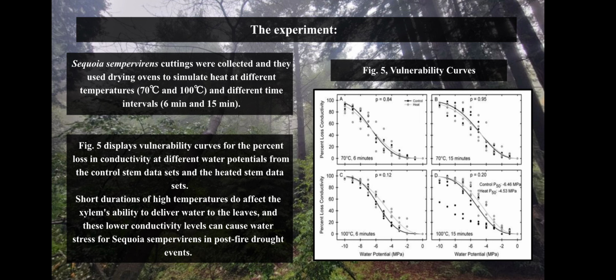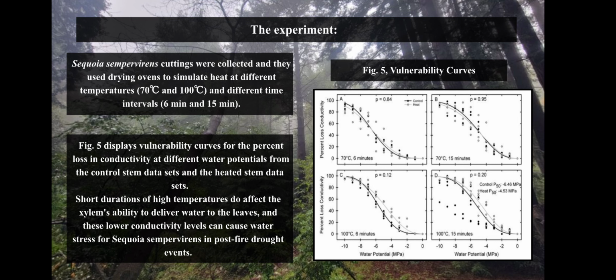To perform the experiment, branches of redwoods were taken and placed in drying ovens as if to simulate forest fires, and they used flow meters to measure the water conduction in the branches after treatment. Water conduction is essential to plant survival, and without a functional xylem, the plant would die.